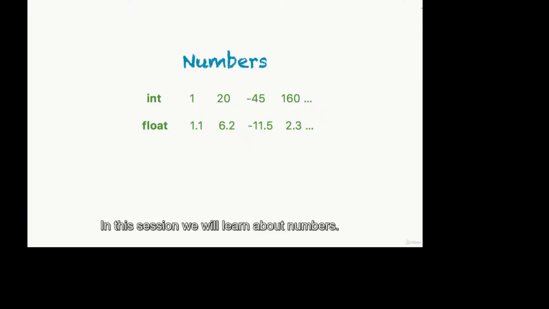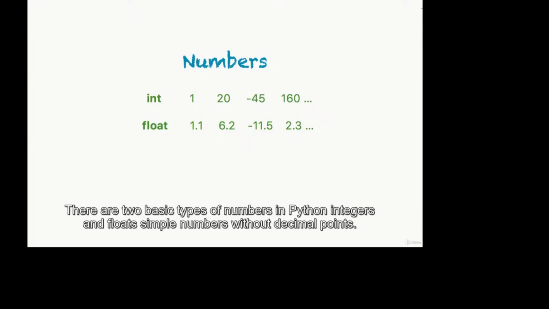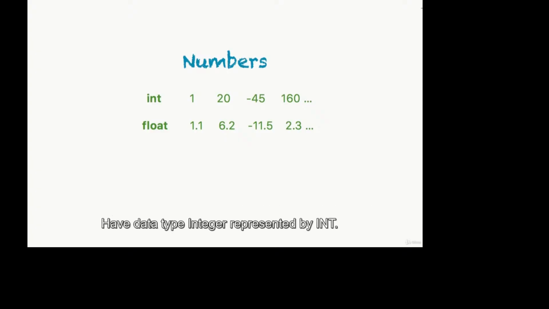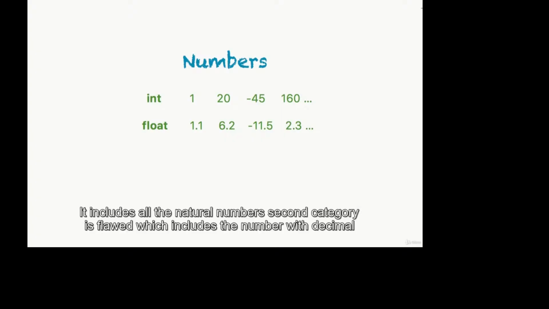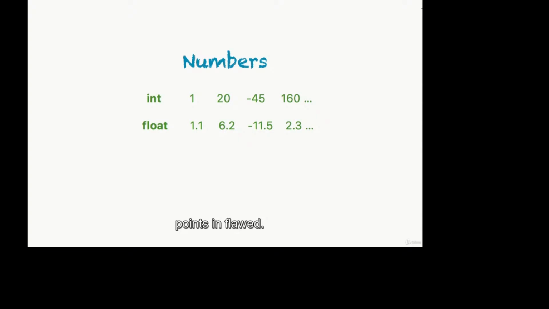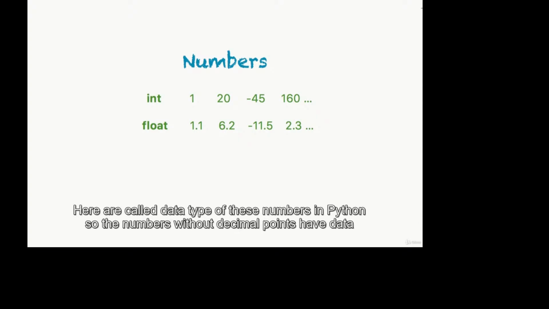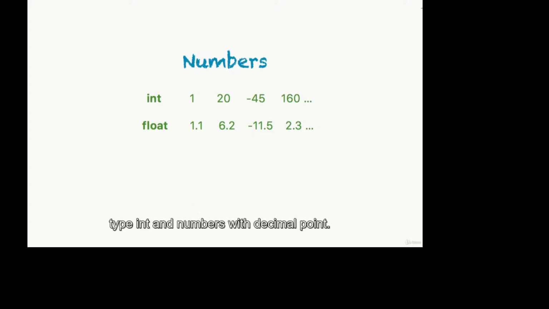In this session, we will learn about numbers. There are two basic types of numbers in Python, integers and floats. Simple numbers without decimal points have data type integer represented by int. It includes all the natural numbers. Second category is float, which includes number with decimal points. Int and float here are called data type of these numbers in Python. So the numbers without decimal points have data type int and numbers with decimal point have data type float.